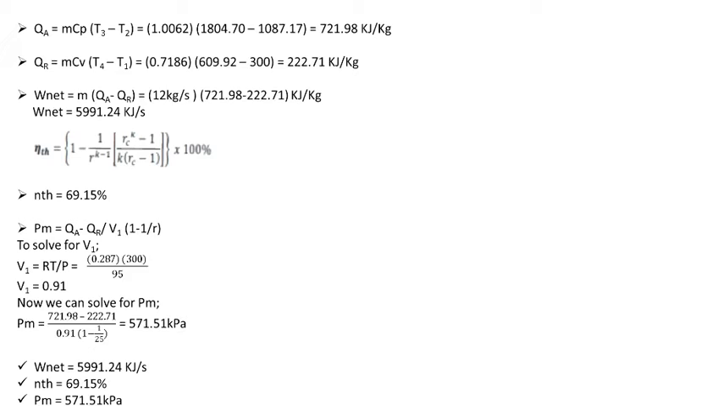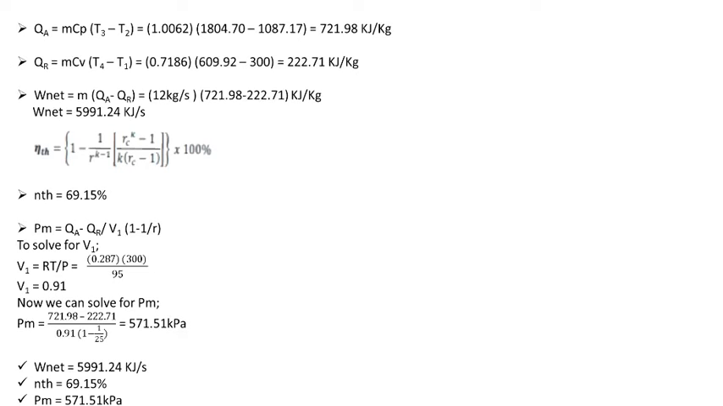Now that we have the heat added and heat rejected, we can now solve for the net work of the cycle. So W net equals m multiplied by (QA minus QR) will be equal to 12 kg per second multiplied by (721.98 minus 222.71) kilojoule per kilogram, and we will get the value of W net as equal to 5991.24 kilojoule per second. Now to solve for the thermal efficiency.